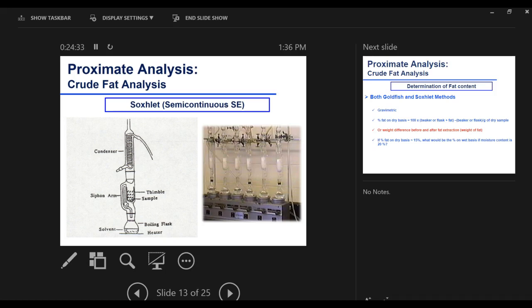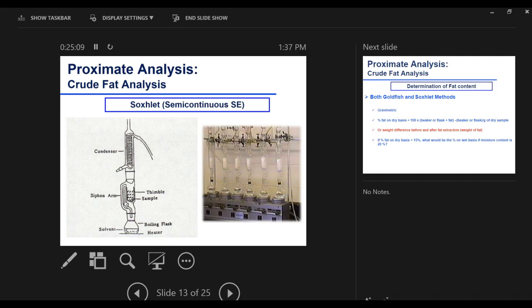And that's why it's semi-continuous, because there is a period of time where the sample is just soaked with the solvent. And then once it reaches a certain height, another little tube gets filled up to a certain point until a certain pressure is built, and then it siphons back. That means the whole solvent will drip back through that little tube into this compartment, carrying the fat with it. Now you think this is safe, right?